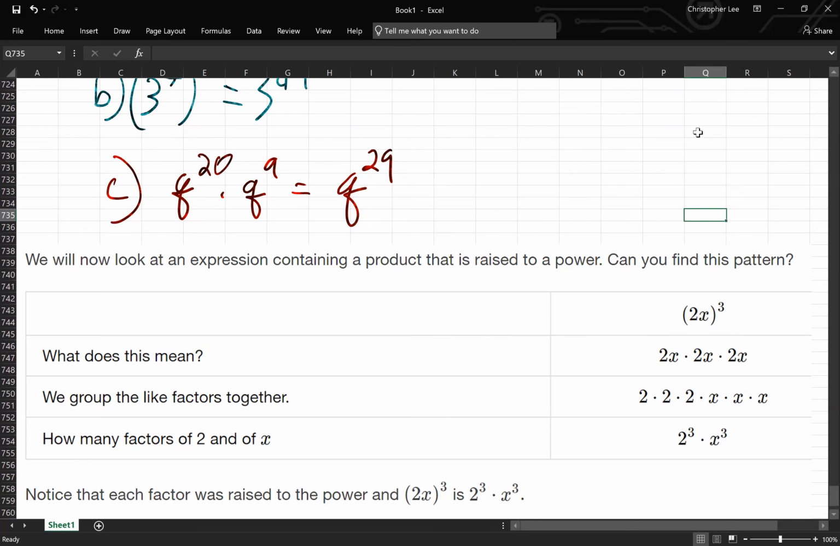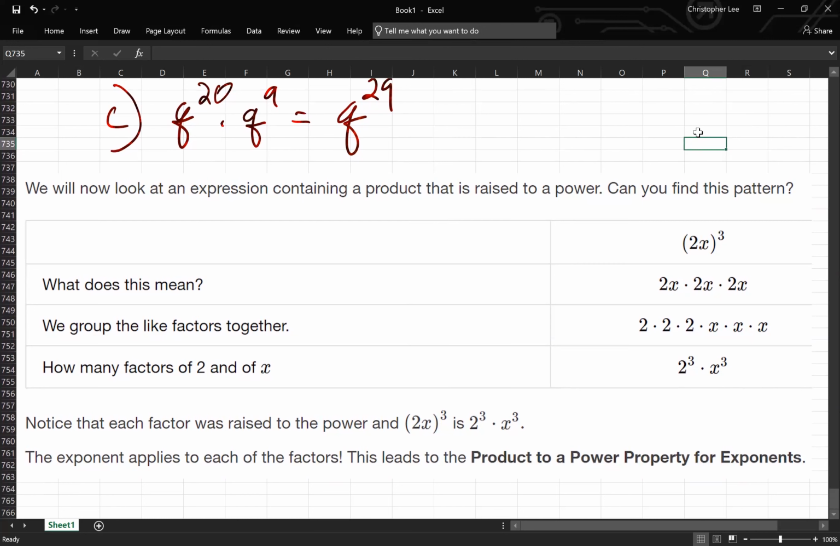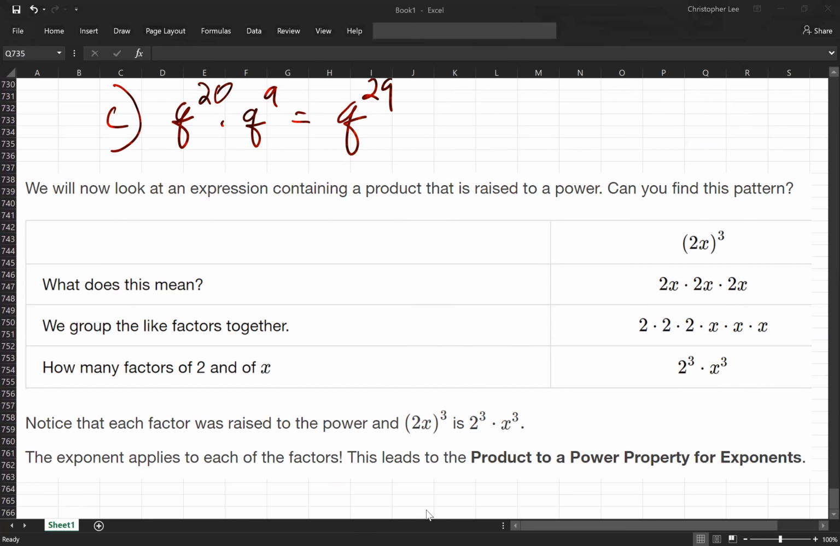Again, numbers with numbers, variables with variables, right? So, putting that all together, this becomes 2 times 2 times 2 times x times x times x, or 2 to the 3rd times x to the 3rd. So we notice that 2x to the 3rd power is equal to 2 to the 3rd times x to the 3rd. The exponent applies to each of the factors. This leads us to the product to a power property for exponents. All right? Good stuff.